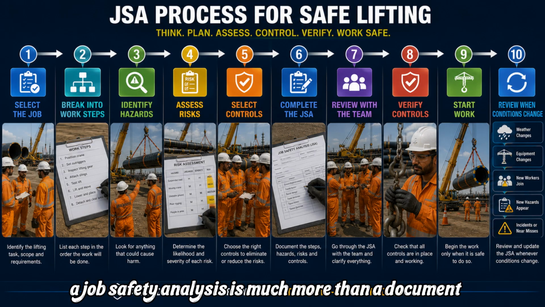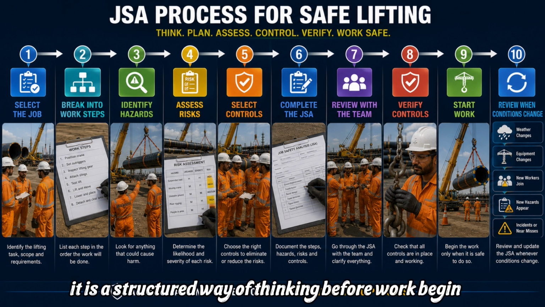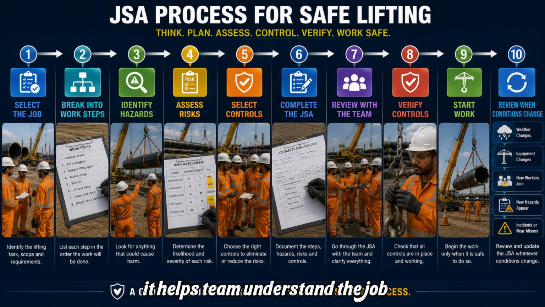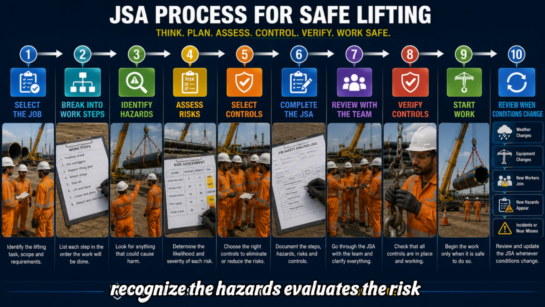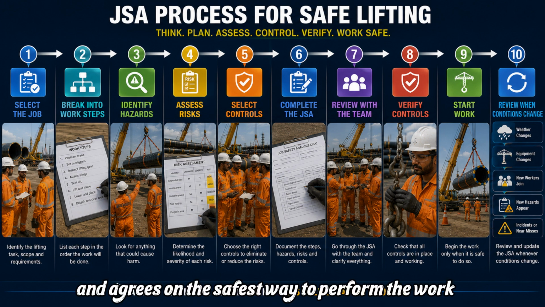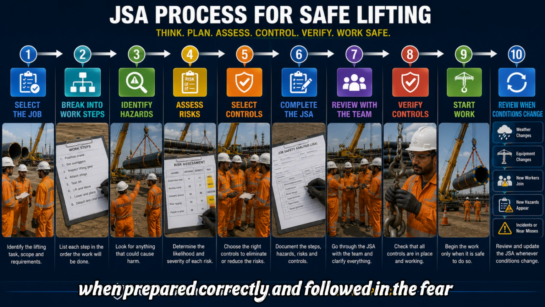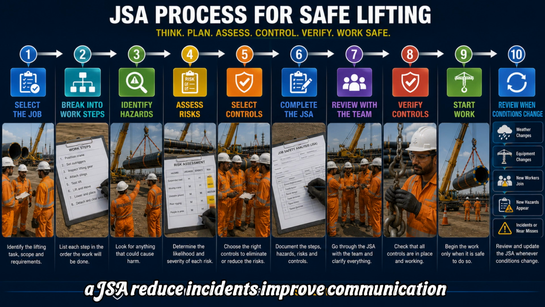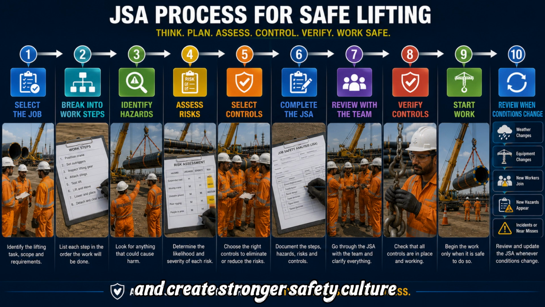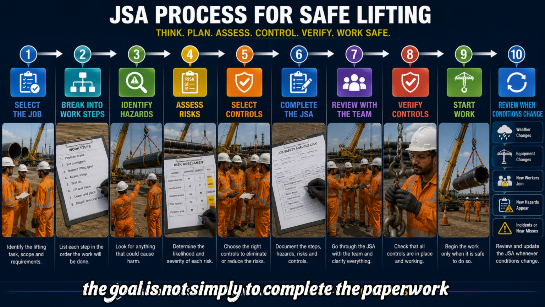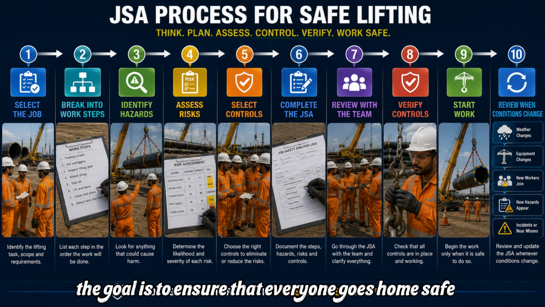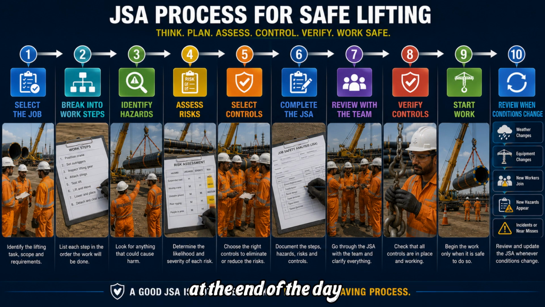Remember, a job safety analysis is much more than a document. It is a structured way of thinking before work begins. It helps the team understand the job, recognize the hazards, evaluate the risk, and agree on the safest way to perform the work. When prepared correctly and followed in the field, a JSA reduces incidents, improves communication, and creates a stronger safety culture. Remember, the goal is not simply to complete the paperwork. The goal is to ensure that everyone goes home safe at the end of the day.